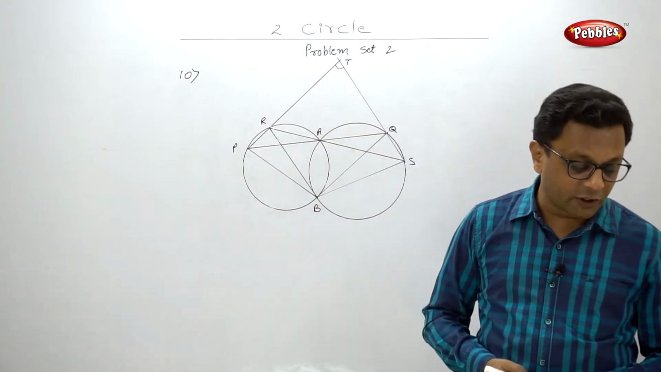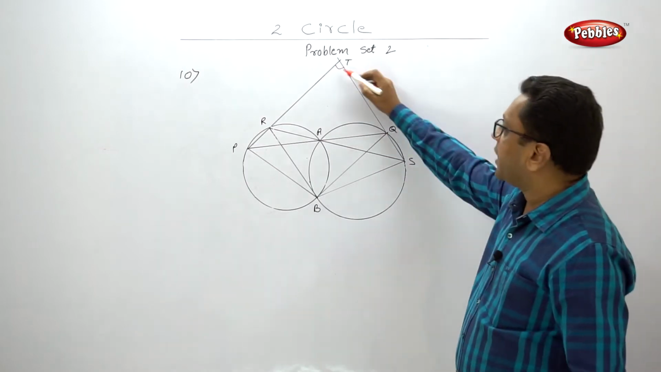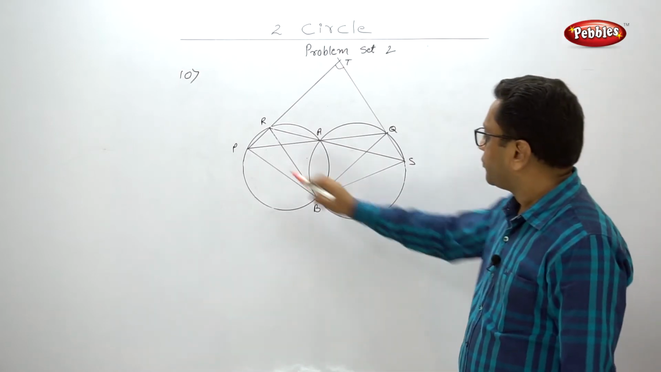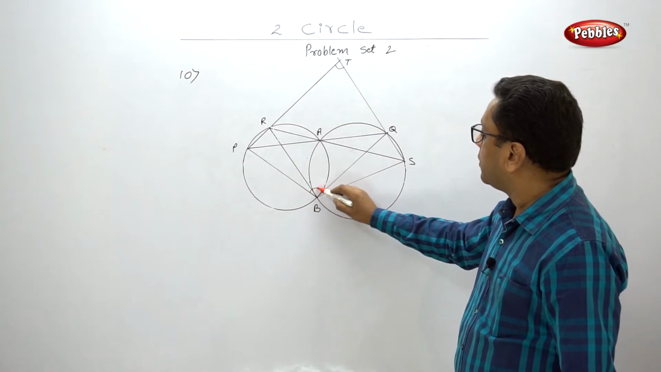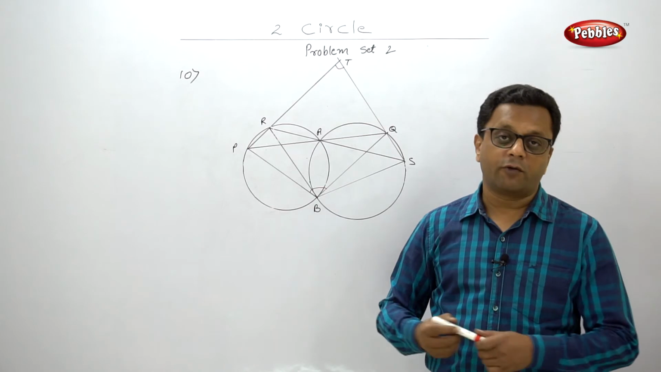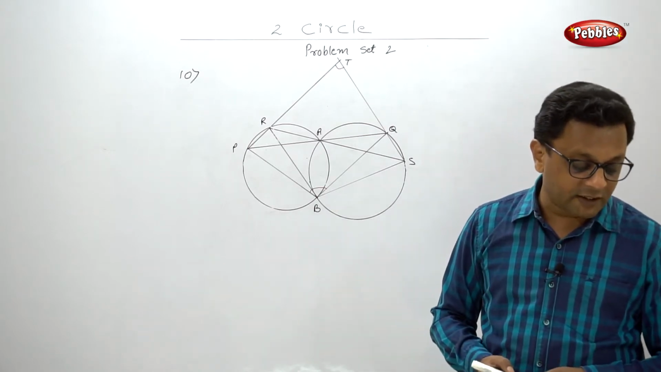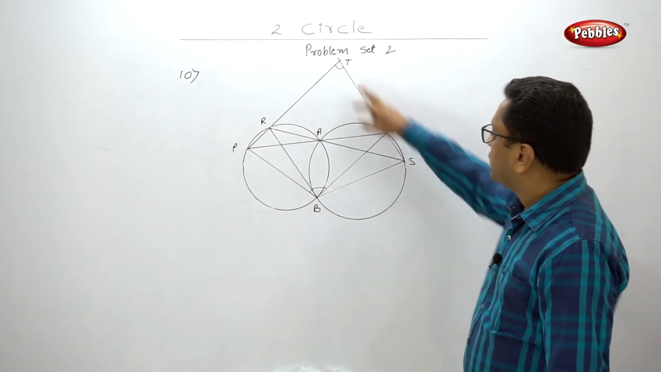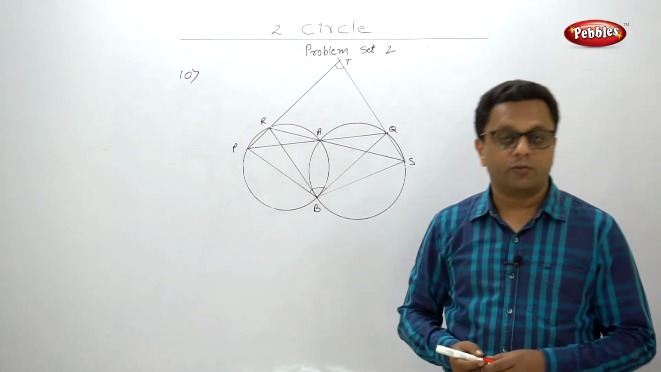We have to prove two things. First, this angle PTQ and this complete angle PBQ are supplementary. This is what we have to prove. This is the first thing. And second, we have to prove that BSTR is a cyclic quadrilateral. That is B, S, T and R. This is the cyclic quadrilateral that we have to prove.